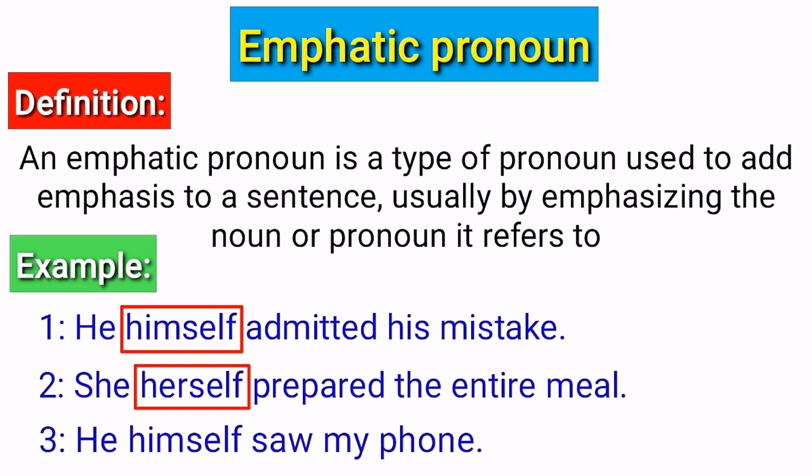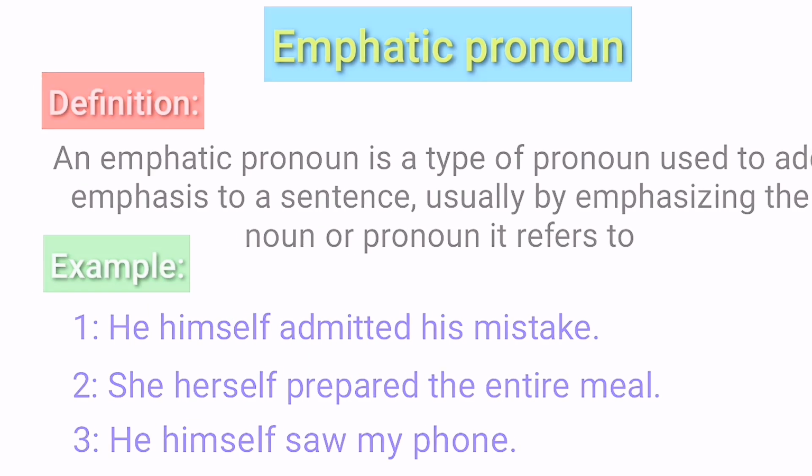"He himself saw my phone." The emphatic pronoun himself is used to add emphasis to the subject, he. This emphasis serves to highlight that the action, seeing the phone, was performed by the subject directly and without the involvement of others. The use of himself emphasizes that there is no doubt about who performed the action. It's like saying that he personally, on his own, saw the phone.